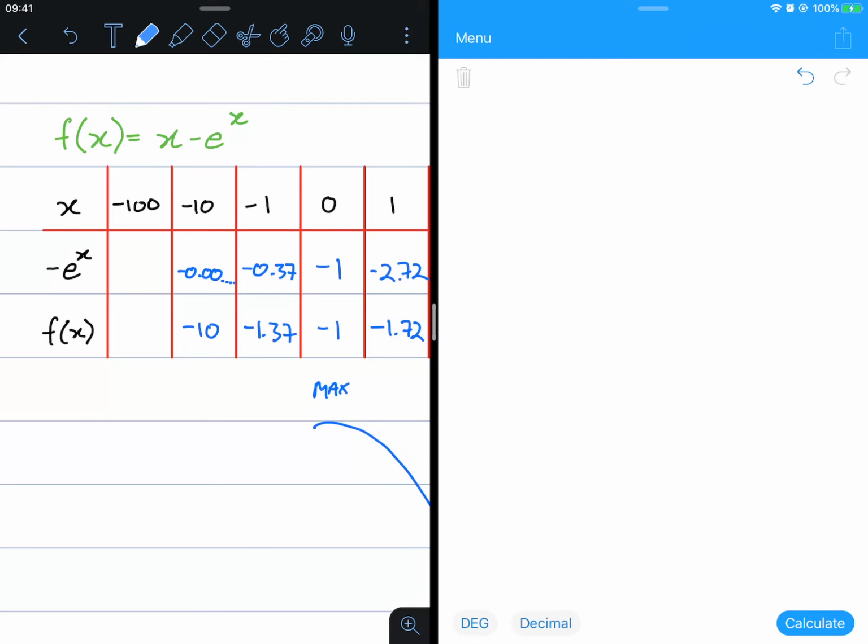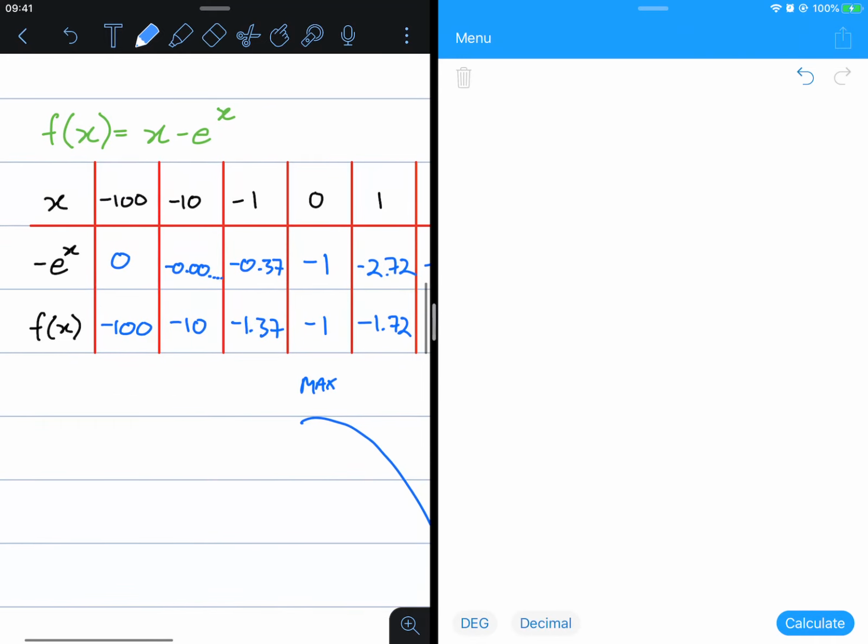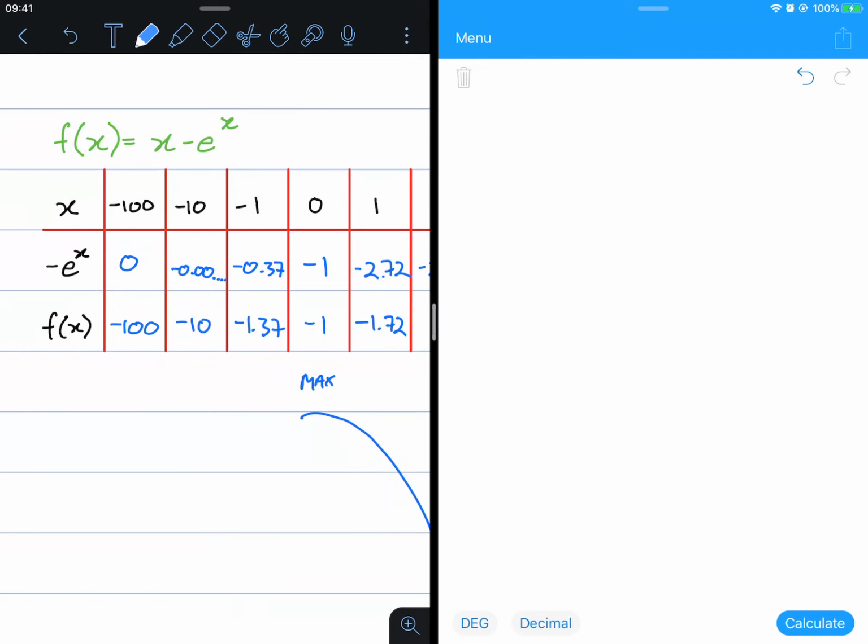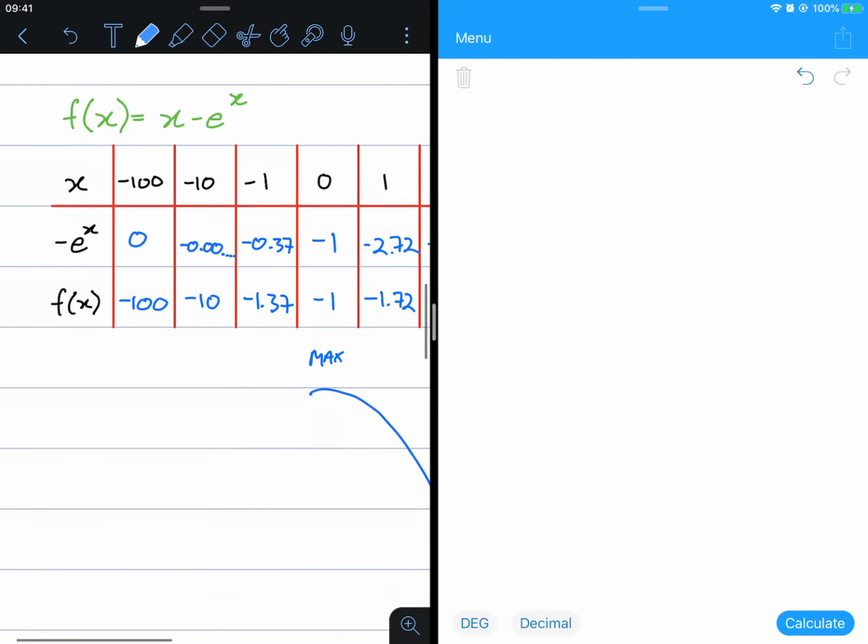If we do the same thing, negative e to the -100. I know the calculator's showing 0, but really it's 0 point and lots of zeros. So really we just treat this as 0. -100 take away 0 is just -100. Now, since x is equaling the function value, that's really just y equals x.